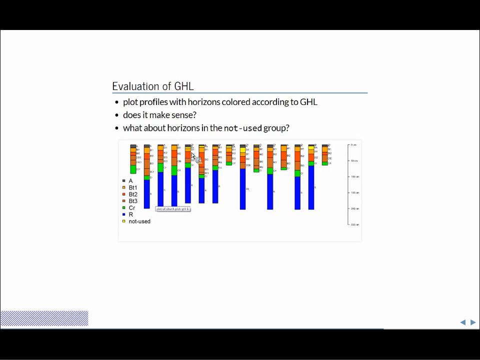And then those horizons that are yellow, these are horizons that don't have a rule, a pattern that matches them to a generalized horizon label. So these horizons will not be included in any kind of summary at this point. So we have to think about, what do we do with those things? Should we specify a new rule to pick them up? Are they important, or should they be correlated to something else?